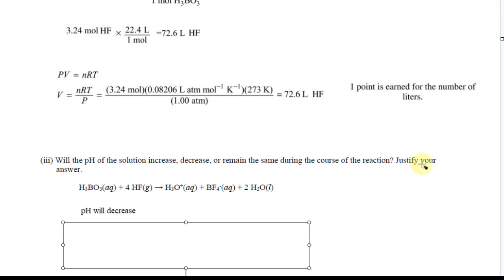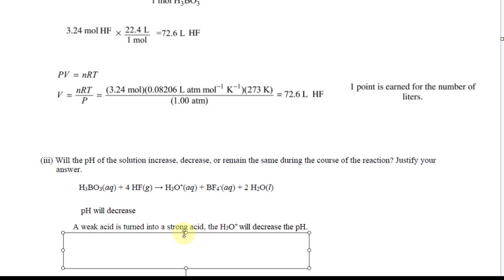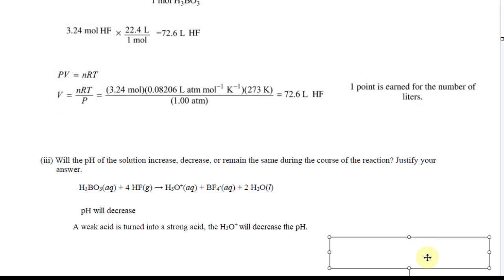Now, justify isn't explain. Justify just says, what reason did you have for this? You don't have to go through all sorts of fancy stuff and show the calculations and everything else. No, just say it is a weak acid turned into a strong acid. H3O plus increase will decrease the pH. In fact, just saying H3O plus will decrease the pH is all you need. Justifications are short. If you're writing more than 2 sentences for a justification, you're doing something wrong. You're spending too much time.